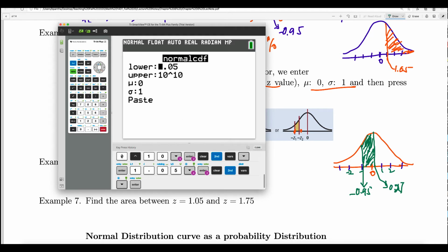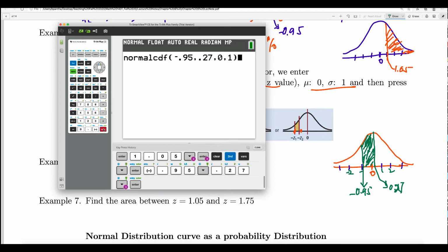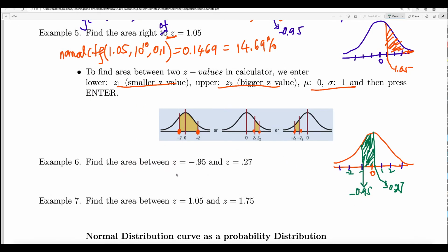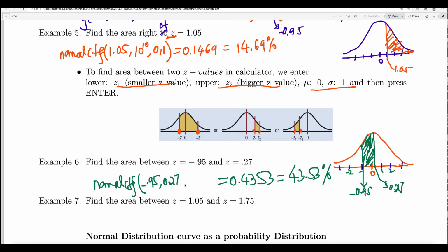What is the left bound here? Negative 0.95, right? And what is the right bound? It is 0.27, right? And 0 and 1 are default values because we are talking about the Z distribution. In your TI-83, the same steps apply, and after you select normal CDF, you will get blanks. You enter the left bound of this shaded region, the right bound, and 0 and 1. If you hit enter, you will get 0.4353, that is 43.53%, right? So the TI-83 syntax is normal CDF, left bound negative 0.95, right bound 0.27, and then 0 and then 1.